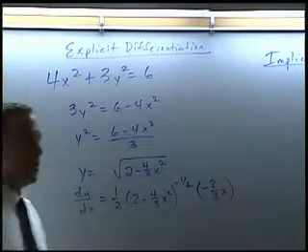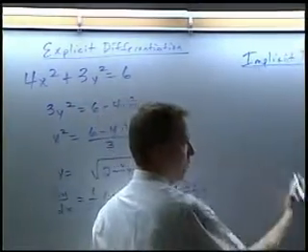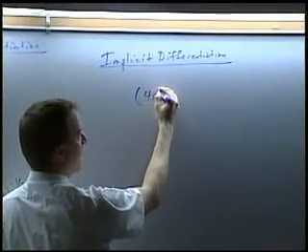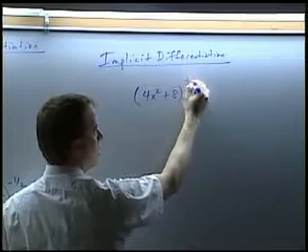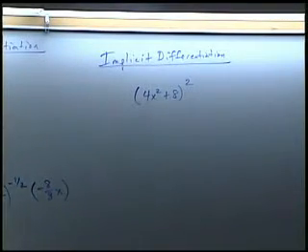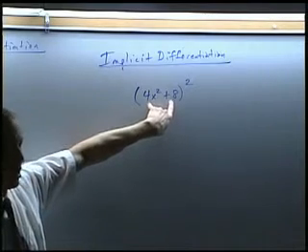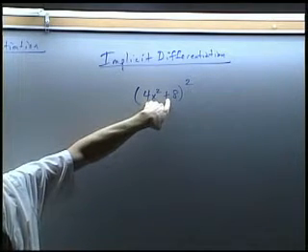Going back to this idea of the chain rule. If I gave you a function like 4x squared plus 8 raised to the second power, would you agree that this is a function of x, meaning that x is the variable in here?